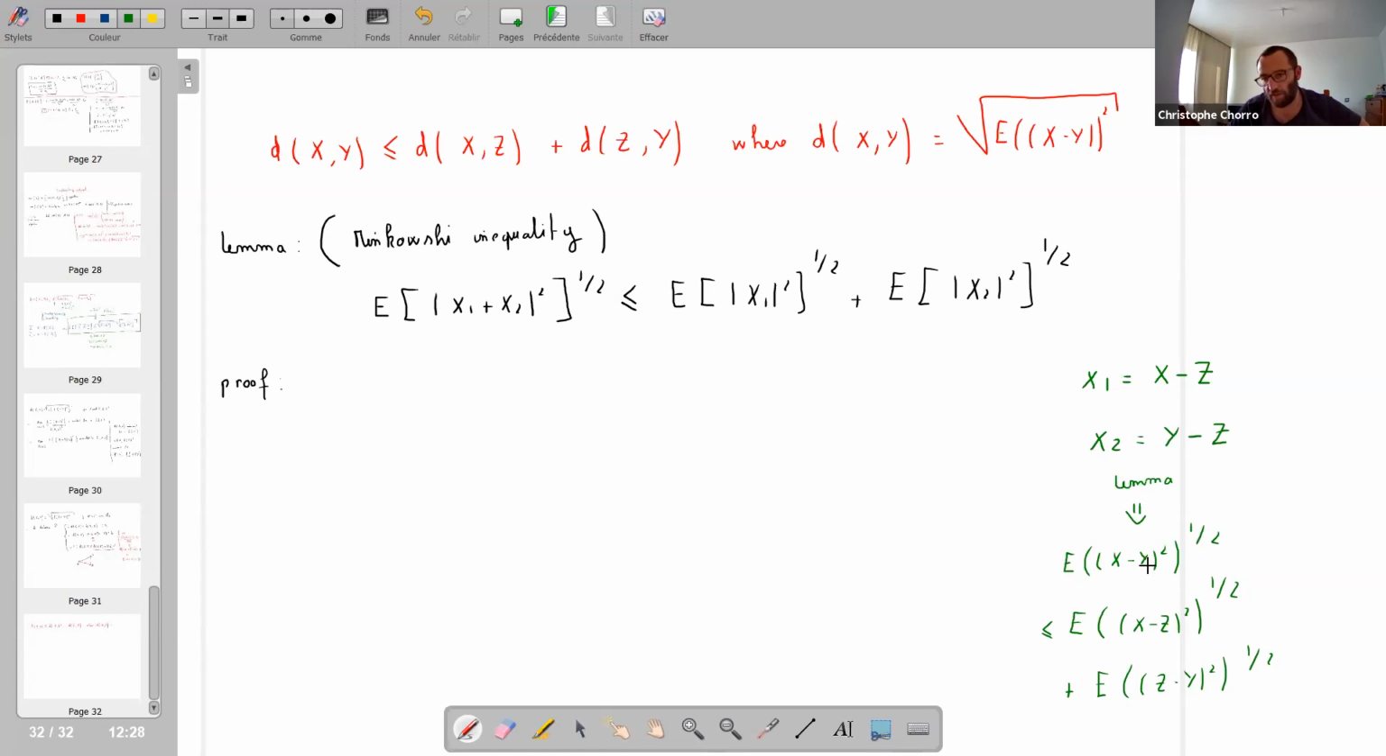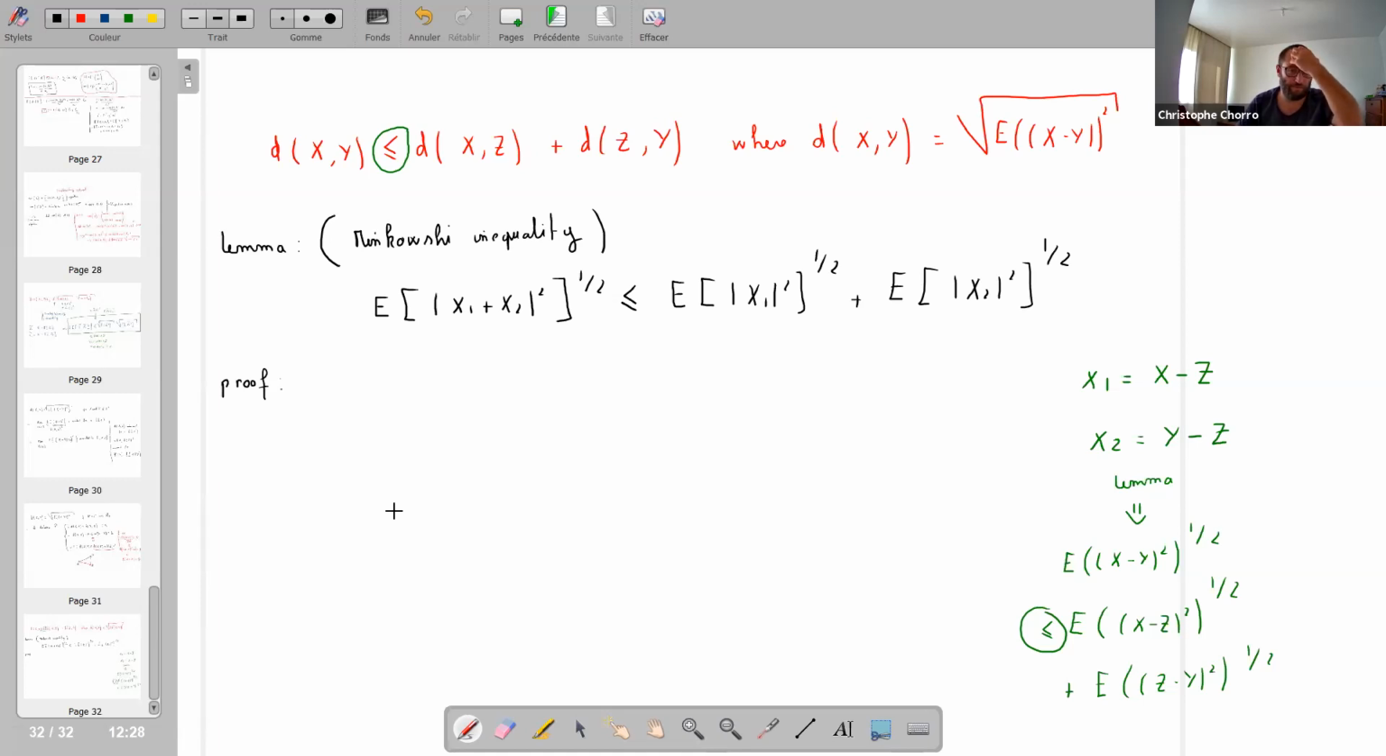And what is this inequality? This inequality here is exactly this one. So if I prove my lemma, I will have proved that I have the triangular inequality for d. That is the only missing point to prove that d is a distance in the sense of classical topology. So let's do the proof.